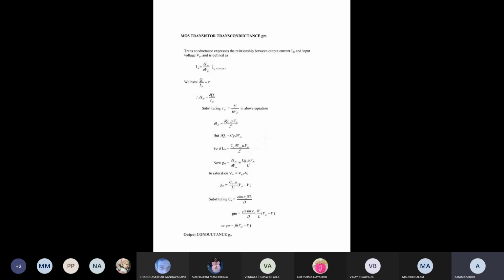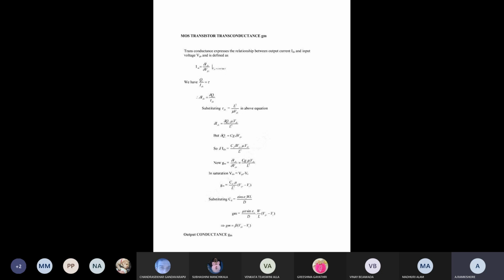That variation will be indicated in terms of delta, whatever the form. So it is the ratio. The MOS transistor transconductance is the ratio of variation of drain to source current and gate to source voltage. Whenever we are calculating the transconductance of the device, at that instant we have to take VDS equal to constant.